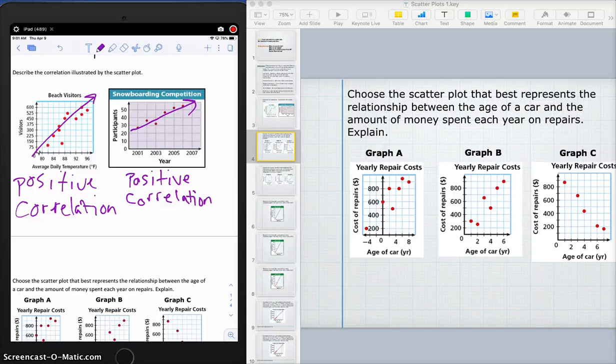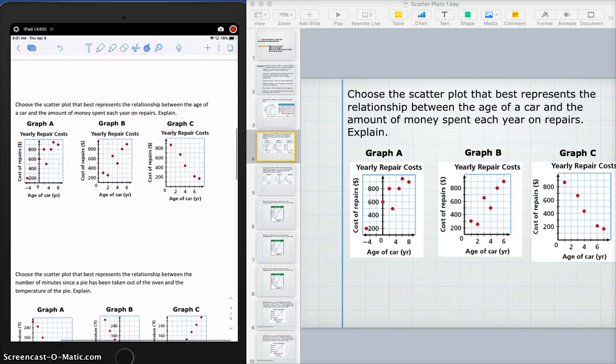For part two, we're going to pick up where we left off with part one. So now we are looking at this example. Choose a scatter plot that best represents the relationship between the age of a car and the amount of money spent each year on repairs. Okay? So we need to figure out, okay, what makes sense?